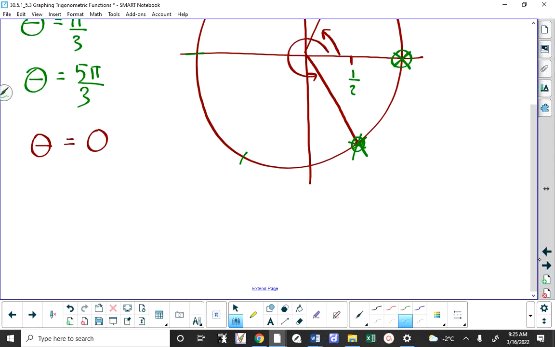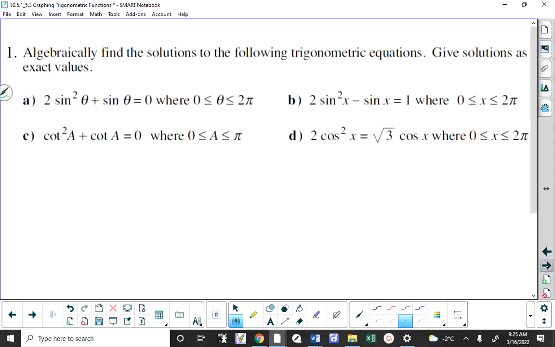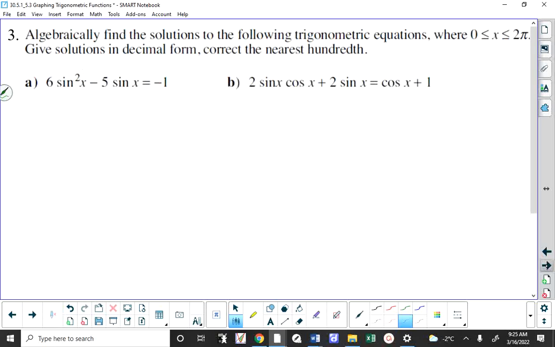Okay, now, Reagan, you had a question. 3b. 3b. All right. So we're looking at this one.